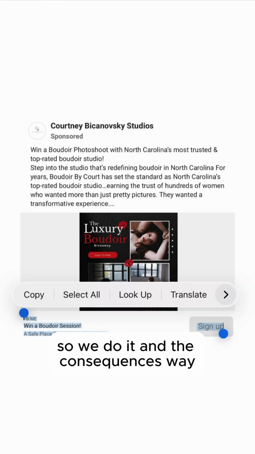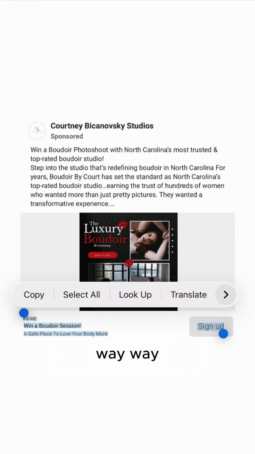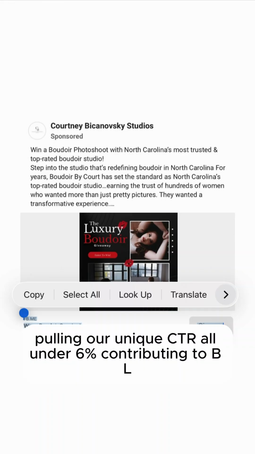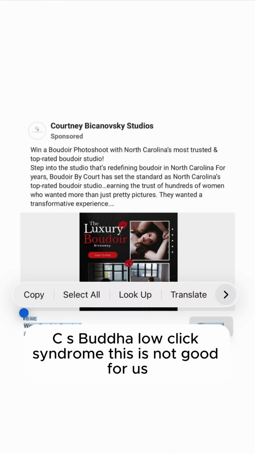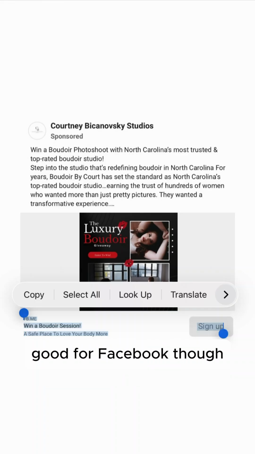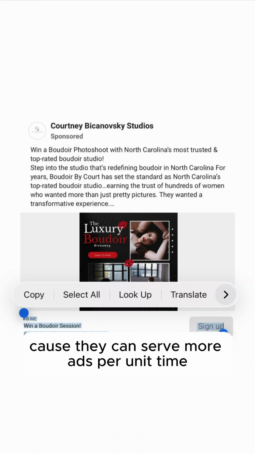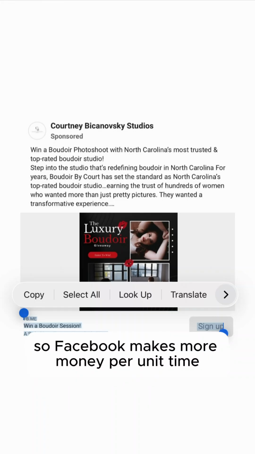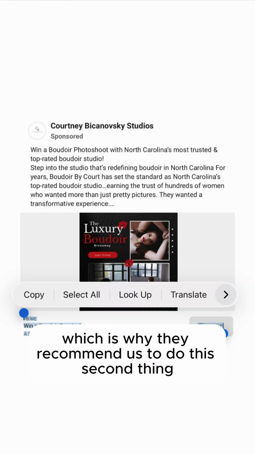So we do it. And the consequence is way more women start scrolling by our Boudoir Facebook ads, pulling our unique CTR all under 6%, contributing to BLCS, Boudoir low click syndrome. So this is not good for us. Good for Facebook though, because they can serve more ads per unit time the more women scroll by our ads per unit time. So Facebook makes more money per unit time, which is why they recommend us to do this.